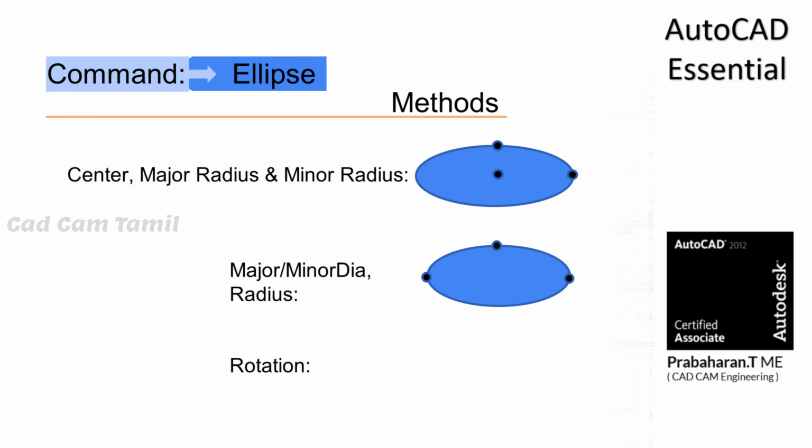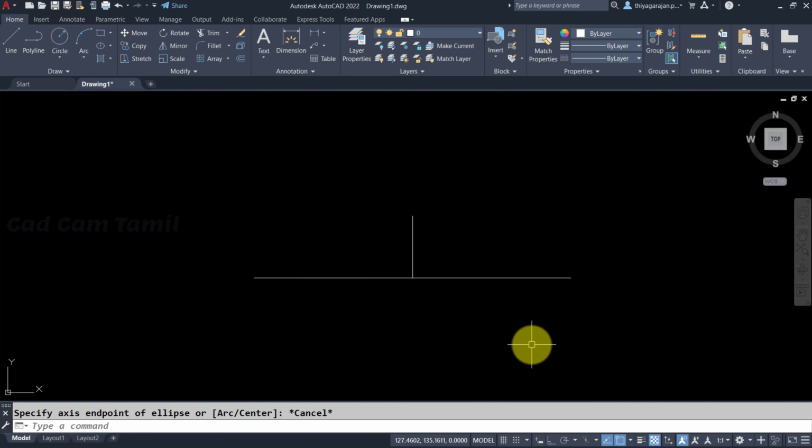The next method is rotation. What does rotation mean? Imagine you have a circle or disc. If you rotate this disc or circle, what will happen? You can see a different elliptical shape. So depending on how much angle we rotate the particular disc or circle, you will get the ellipse.